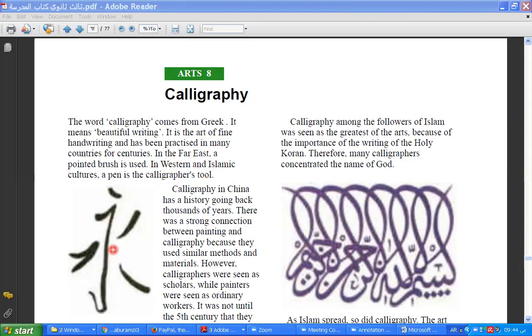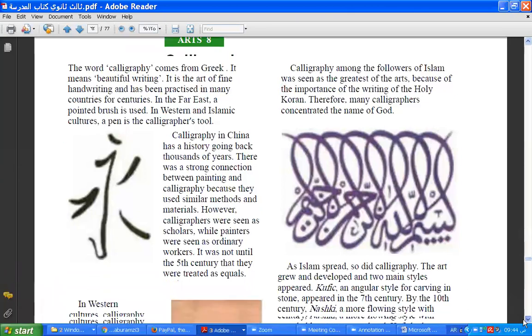In the Far East, look at this. This looks like Chinese, maybe? Chinese or Japanese, Korean. So here, in their writing, they used a pointed brush. But in Western and Islamic cultures, they use a pen. Even the people who are writing the Holy Quran also use special kinds of pens. So this was an introduction about calligraphy in general.